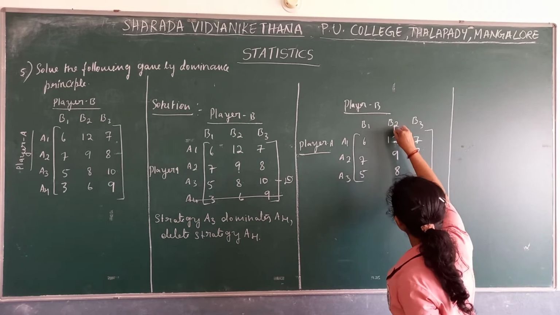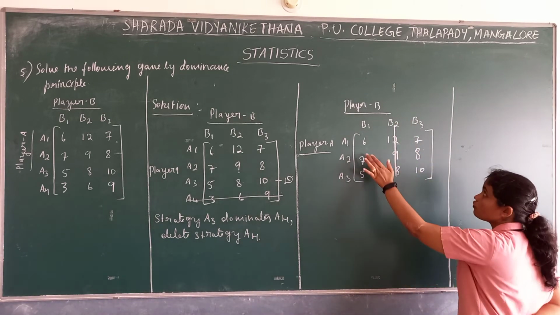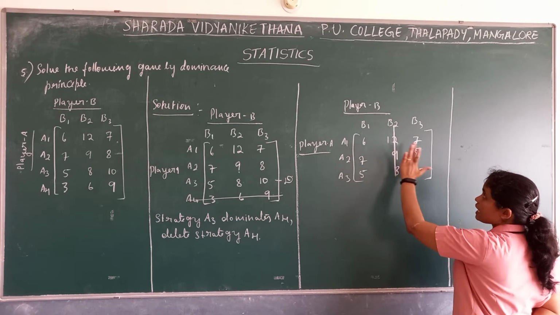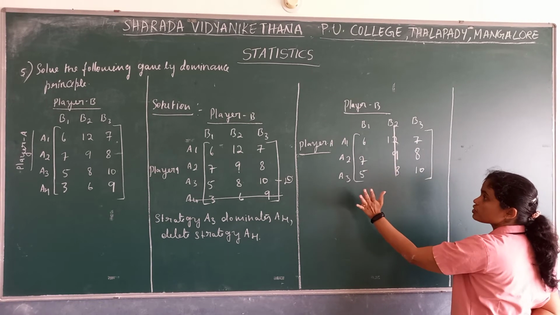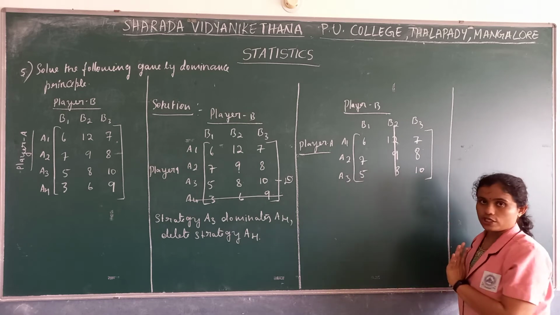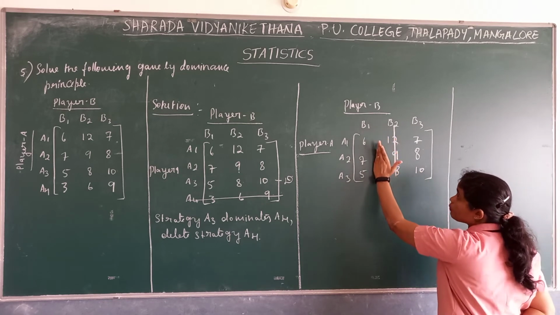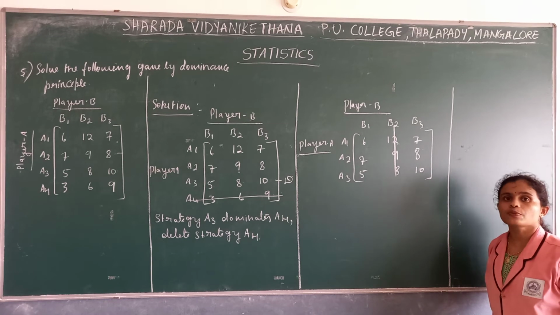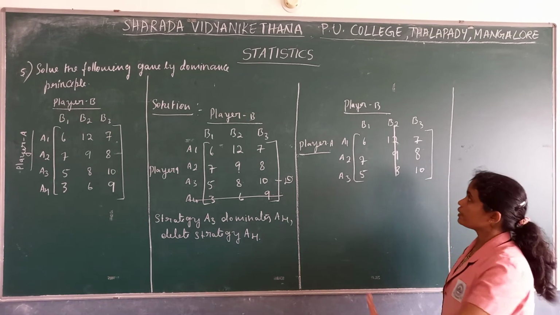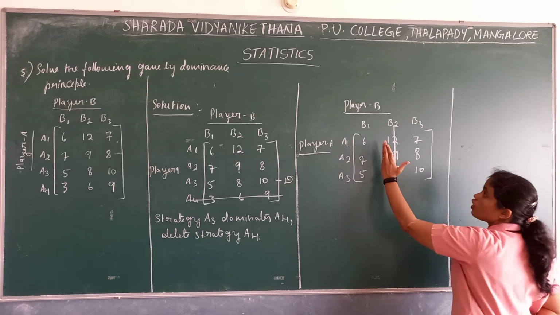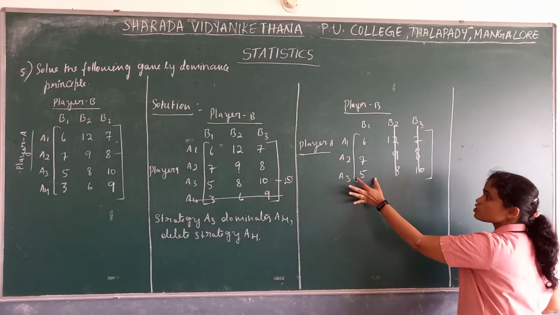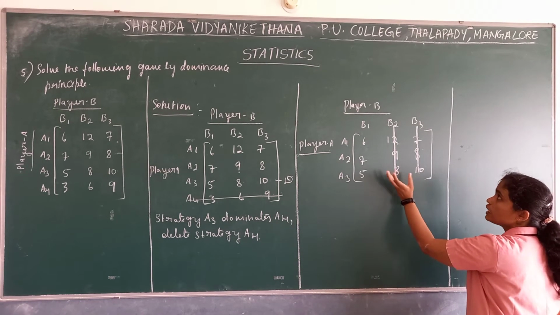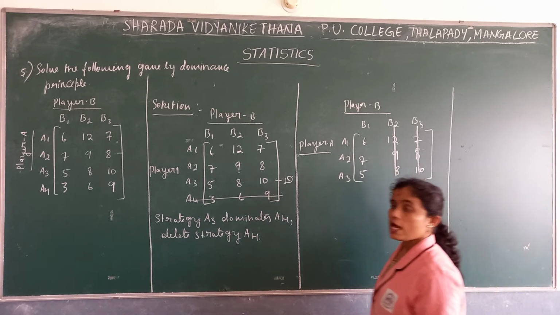Now we can delete B2. Now check once again with B3. 6 and 7, 6 is smallest. 7 and 8, 7 is smallest. 10 and 5, 5 is smallest. So here we get B1 strategy in the column wise comparison. Strategy B1 dominates B2 as well as B3, since it is the smallest column when compared with B2 and B3.